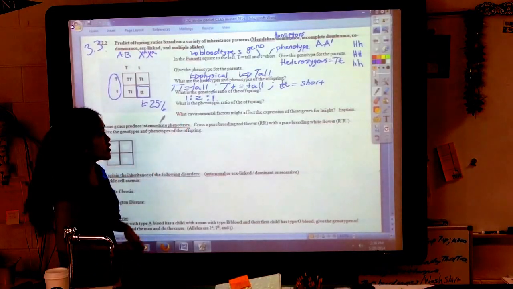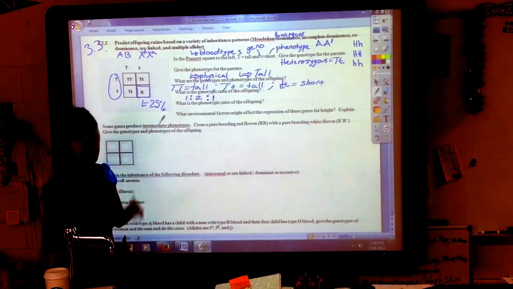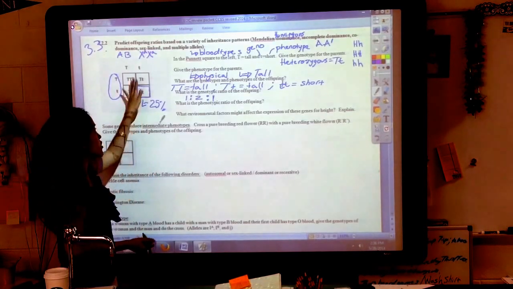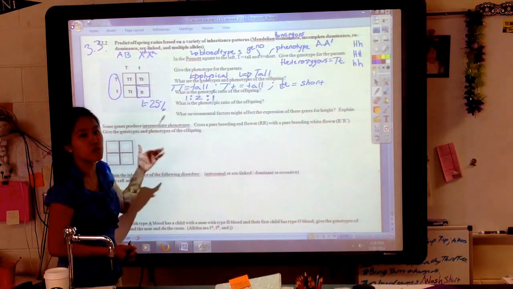Next you have, what is the phenotypic ratio of the offspring? So for the phenotypes, we're looking at how do those genotypes play out? Physically, what trait do we produce?